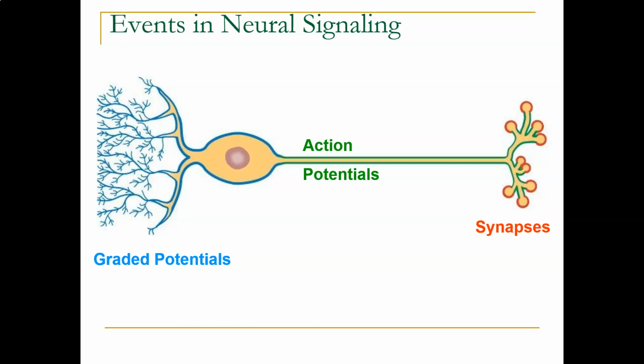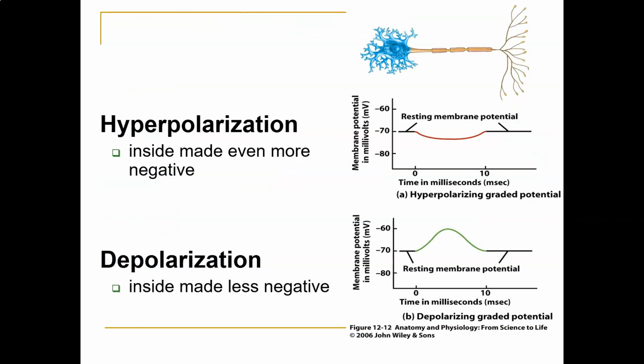So what's similar between graded and action potentials is that they are both changes in the resting membrane potential. So they both involve ion gates opening, these membrane proteins, gates. It's all about those gates. There are some differences, however.